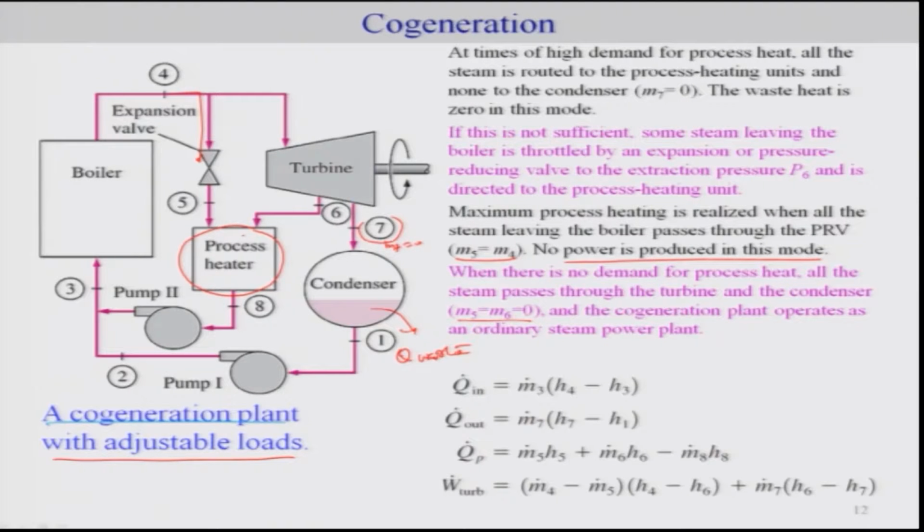So, this is the summary of the energy balance which we can come up with, where of course the Q in is here and Q out is this. QP is your heat through the process heater, and W turbine is of course this. One can come up with this expression completely by doing a simple mass and energy balance.